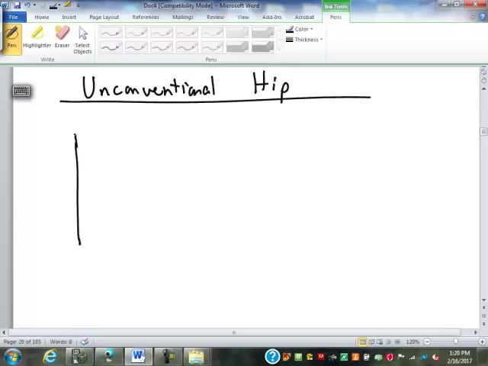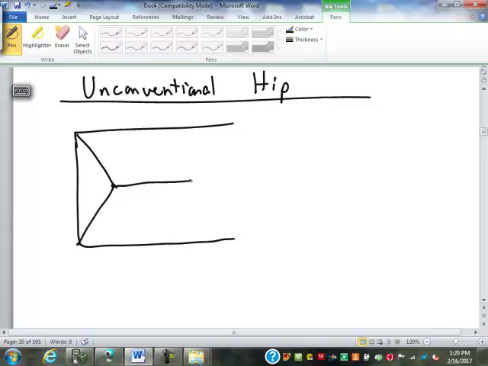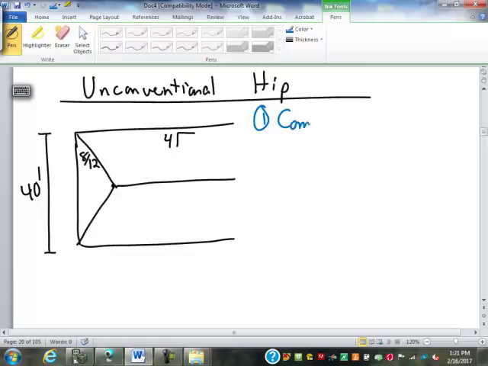Unconventional hip. This is going to take a while because there are a lot of different cases for an unconventional hip. So for this one, this is going to be 4/12 slope here, 8/12 slope on the hip. So we have, let's give this a 40-foot span just for fun. We still, as always, will start with the common.